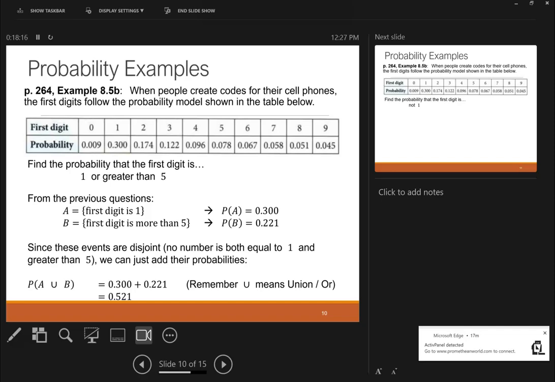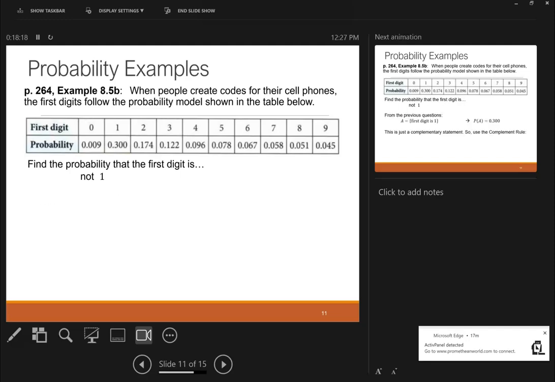Continuing on, some more examples. How about the probability that the first digit is not 1? What kind of an event is not 1? Complement. What's the easiest way to calculate the probability of a complement? Using the complement rule. So to calculate the probability of not 1, the easiest way is to do 1 minus the probability of 1.